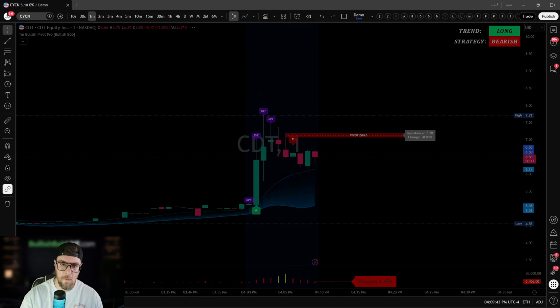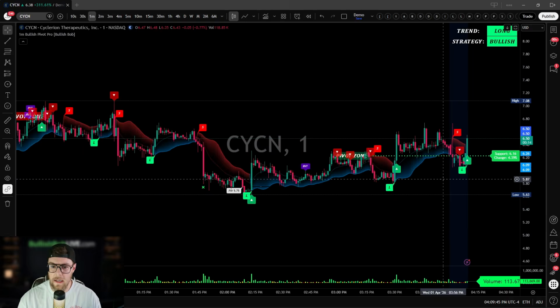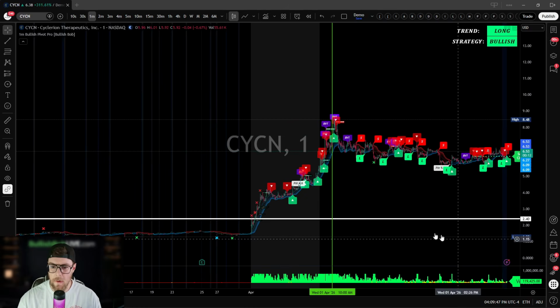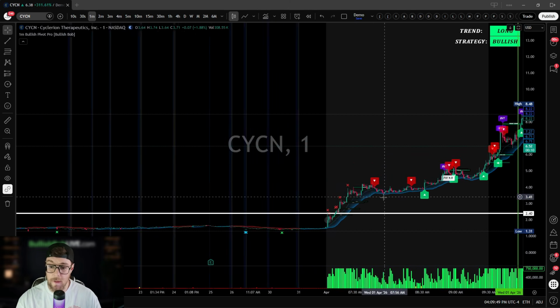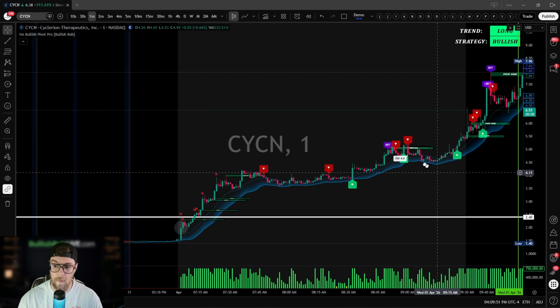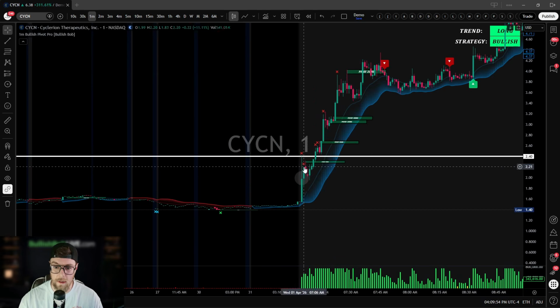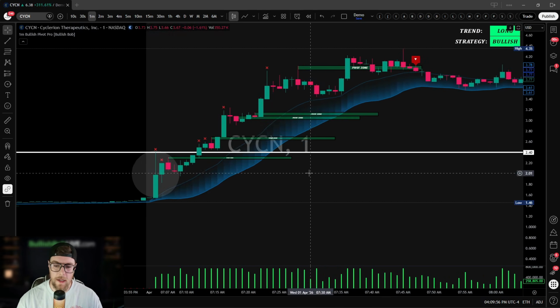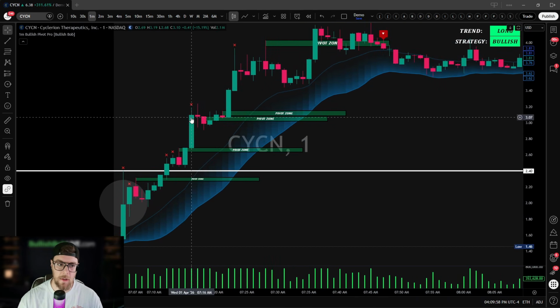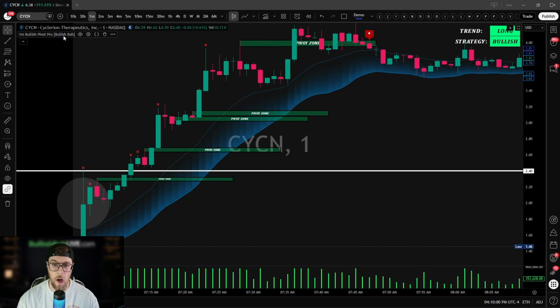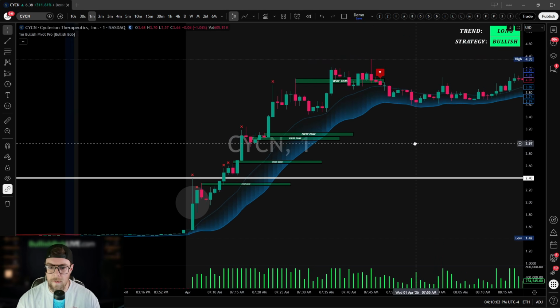So CYCN, we'll go back to this one. If I zoom out on this chart and look at just the pre-market alone, because that's where all that information came into chat, and a lot of traders are trading in the pre-market. With our indicator, what you're seeing with this 1 minute Bullish Pivot Pro is designed specifically for that 1 minute time frame.